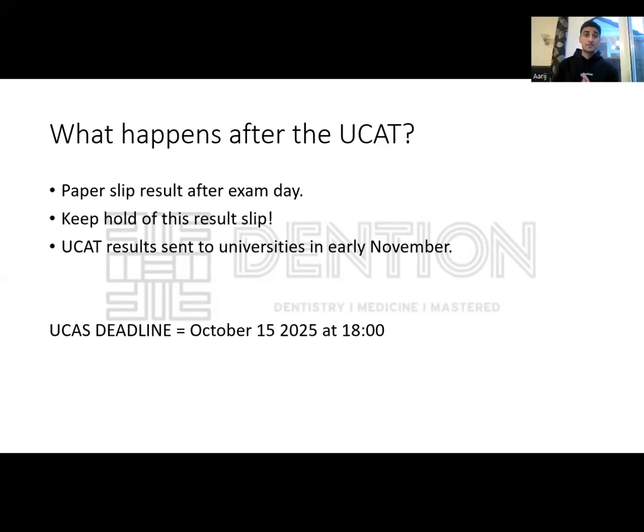So you go into your Pearson VUE centre, you sit your UCAT test, and once you finish, you leave the room. And as you're leaving, you're given a paper results slip after the exam. What I would say is keep hold of this results slip. Make sure not to scrumple it up or anything, because you may need it later down the line. You don't directly send your results to the universities. UCAT automatically does this. So whatever you get on results day, that UCAT score will automatically go to the universities in early November.